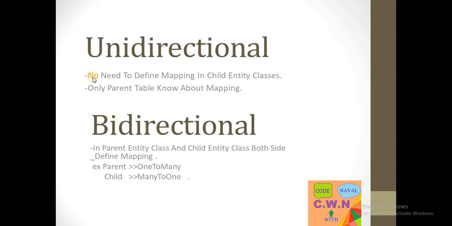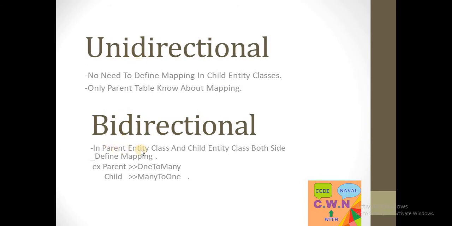In a unidirectional mapping, there is no need to define a mapping in the child entity, because we have two tables. One is a parent table and the second one is a child table. In that unidirectional case, we don't need to define mapping inside the child classes. Only define mapping inside the parent classes. That's why child classes don't know who their parent class is. This is unidirectional.